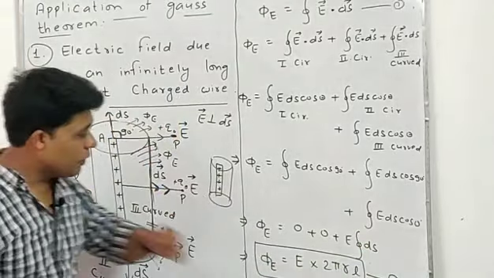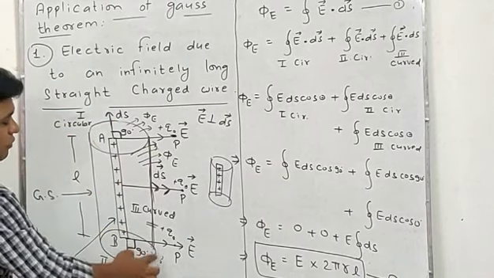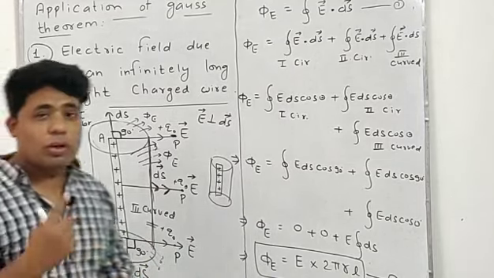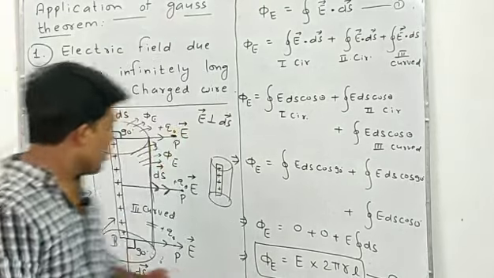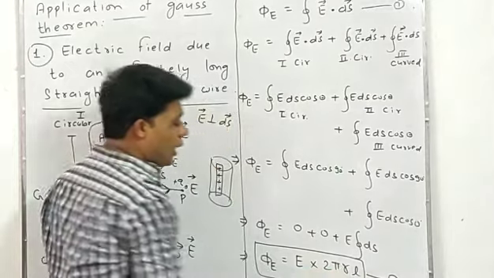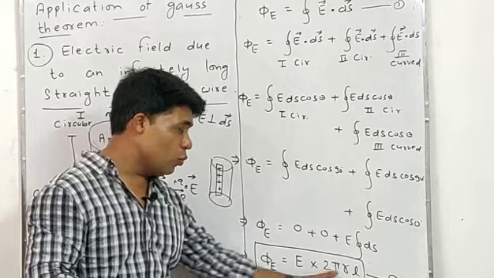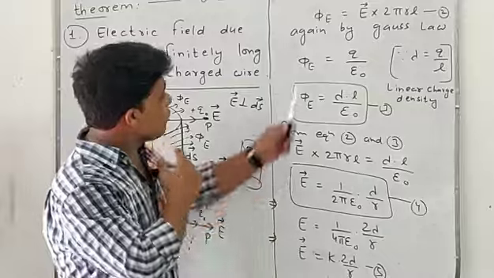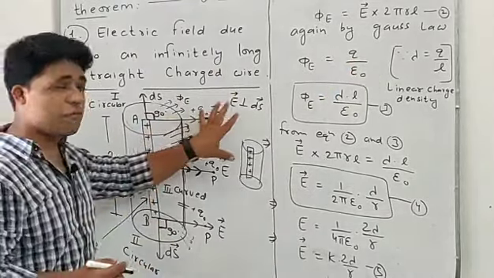And finally, the integration of ds means what? The curved surface area of this Gaussian surface, which is a cylinder. You know the curved surface area of a cylinder is 2 pi r h, but here we took the length as L, so it comes as 2 pi r L. So how much flux will be released? Phi equals E into 2 pi r L. That is the flux released from this Gaussian surface.